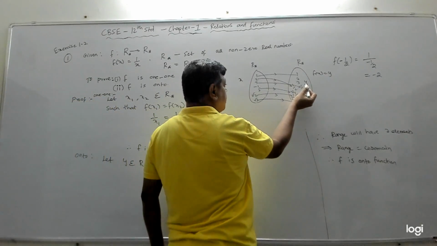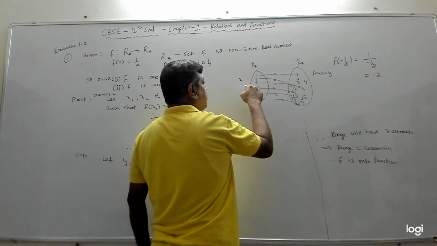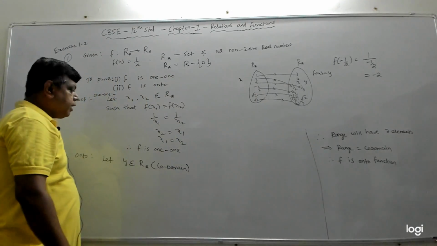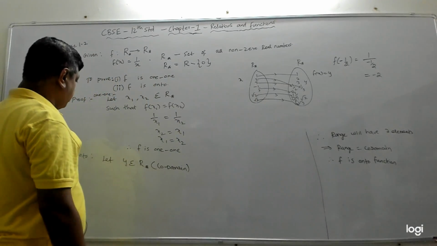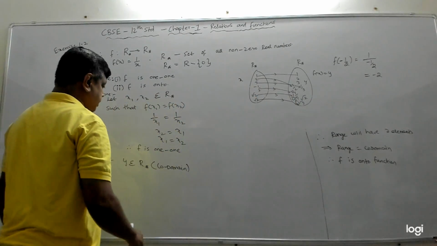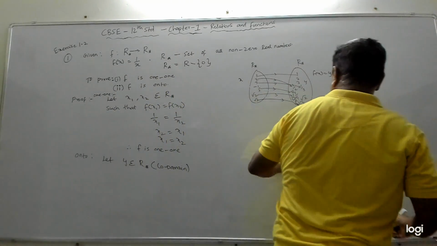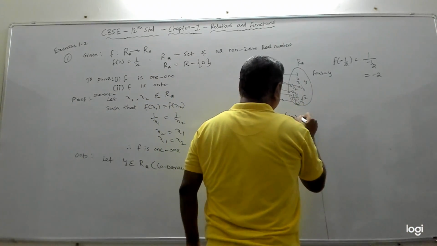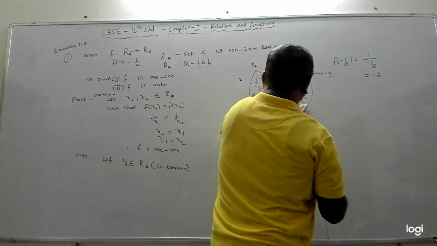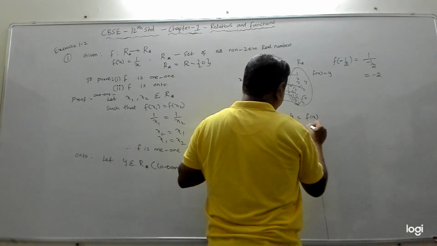So if I take an element y, then I should be able to find an x in the domain such that f of x should be y. So y should be an image of some element in the domain A. Then it becomes onto. So now I am taking an element y from this set R star. Whenever we have to prove onto, we will say f of x is equal to y. And what is f of x? F of x is 1 by x.